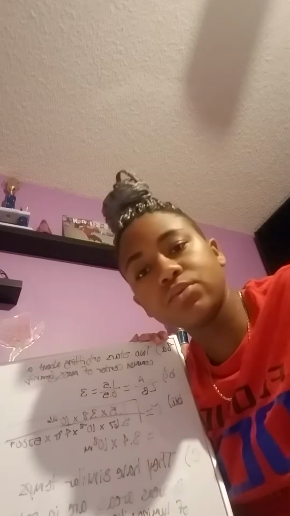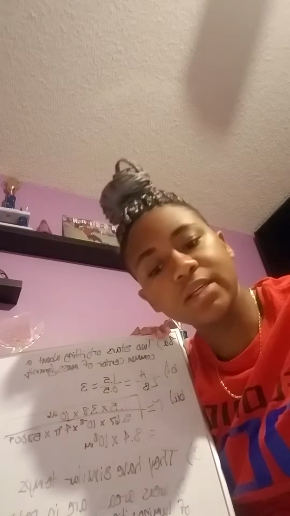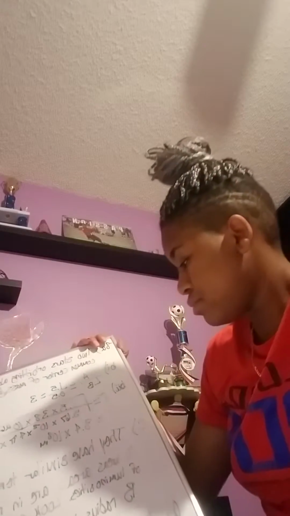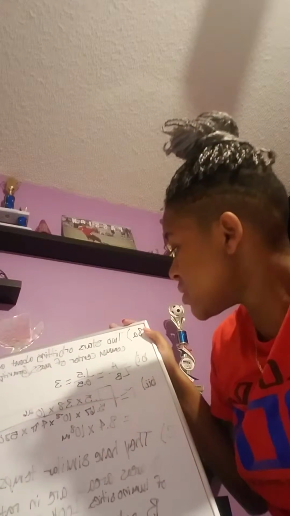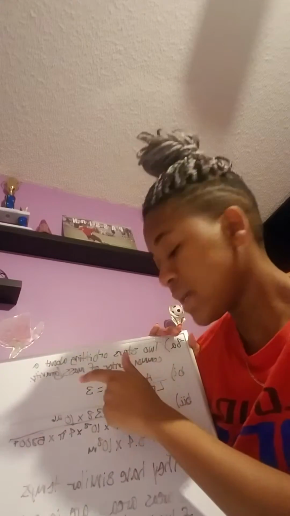B, part 1, is asking to calculate the apparent brightness of the two, Alpha Centauri A and B. Because they showed us the luminosity, I just divided the luminosity of A and B, and I got 3.